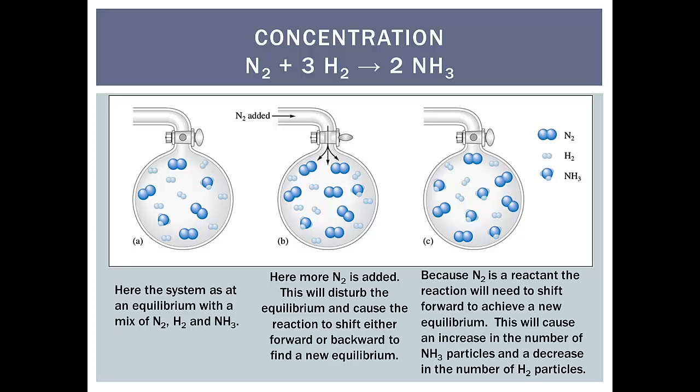Because nitrogen is a reactant, the reaction is going to shift forward to achieve a new equilibrium. So it's going to need to use up some of that new nitrogen that was added. In order to do that, it's going to use up some more of the hydrogen that was there, and it's going to increase the amount of ammonia present. So if you compare the illustration in B to the illustration in C, you'll see that the amount of hydrogen has gone down and the amount of ammonia has gone up, which makes sense because if you're going forward, you're going to be using up hydrogen and increasing the amount of ammonia.